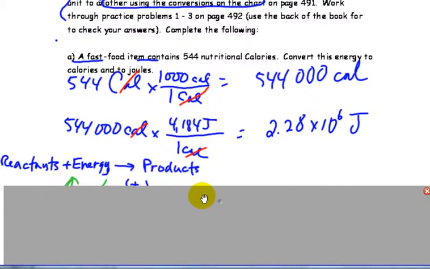4.184 joules is what the number is on top. Multiplied out, I get 2.28 times 10 to the 6 joules.